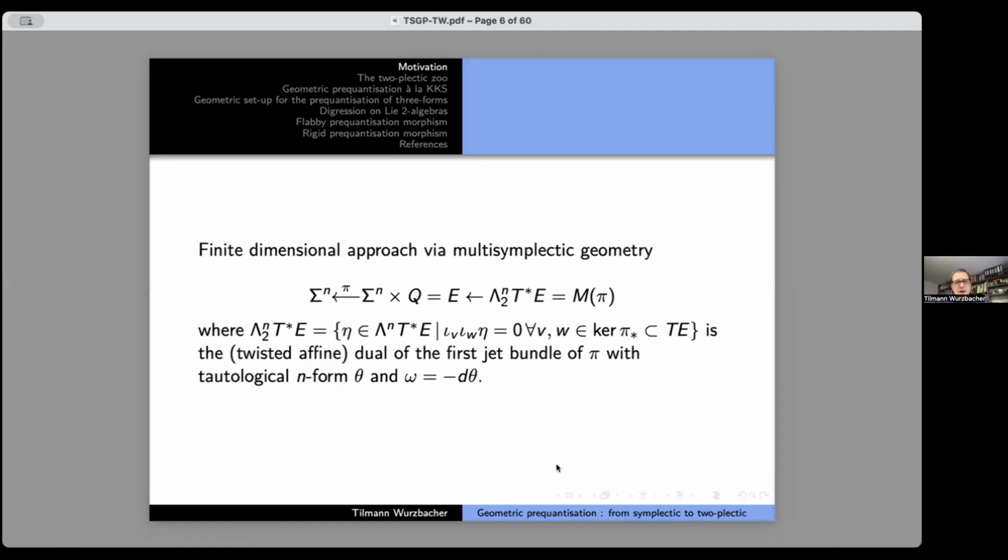This can be calculated, and it was done, I think, maybe in the 70s in Poland, in the 90s again in Spain. This is sort of a twisted affine dual of a jet bundle, and so it's not so far from the Lagrangian description. In fact, there is also a sort of Legendre transformation between them.